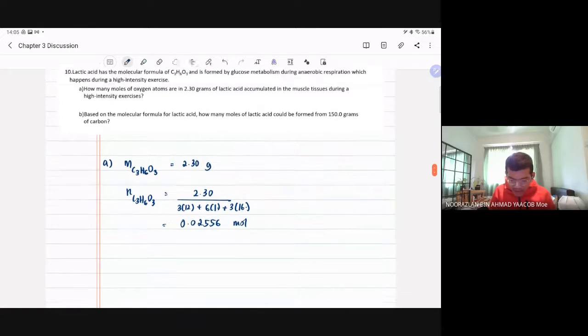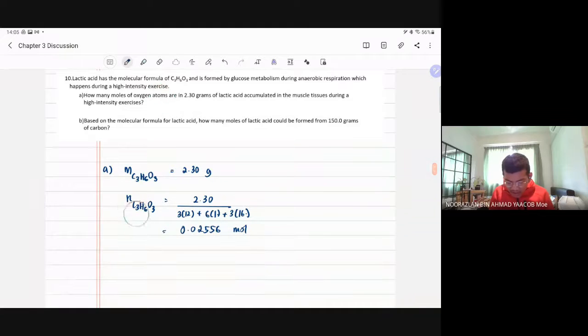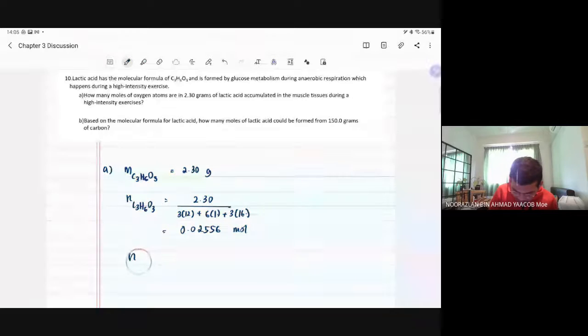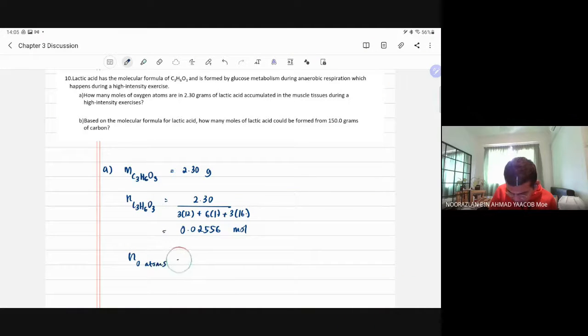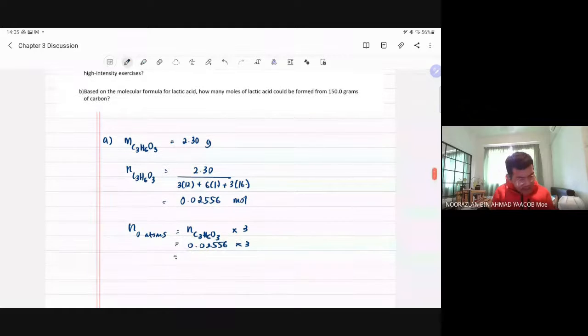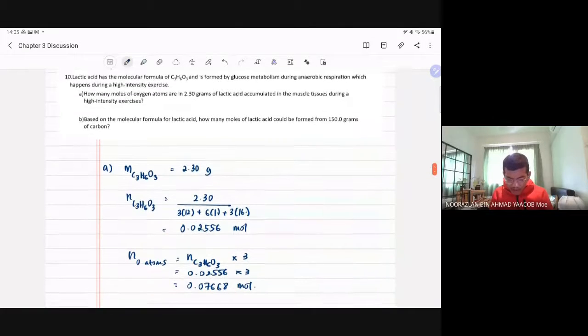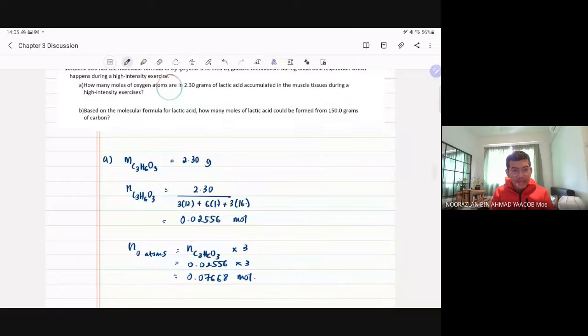Now, in order to find the number of moles of oxygen atoms, we look at the molecule itself. Dalam satu molekul ada 3 oxygen atom. Dalam satu mol ada 3 mol of oxygen. Jadi the number of mole of oxygen atoms is equals to number of mole of C3H6O3 multiplied by 3. So you should get 0.02556 times by 3. You should get 0.07668 mole. So this will be the number of mole of oxygen atoms dekat dalam lactic acid, dekat dalam muscle tissues.